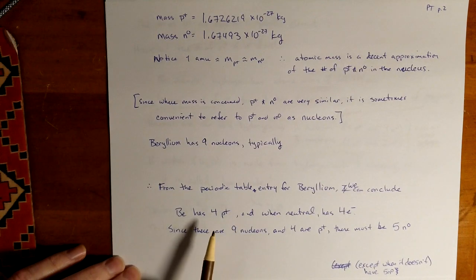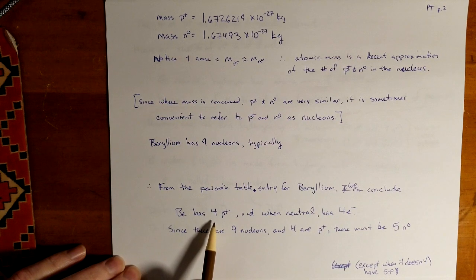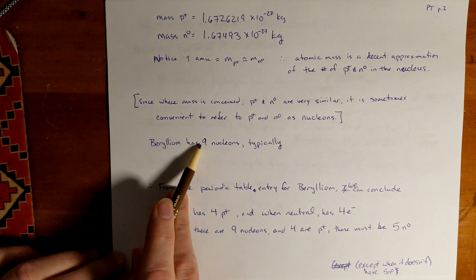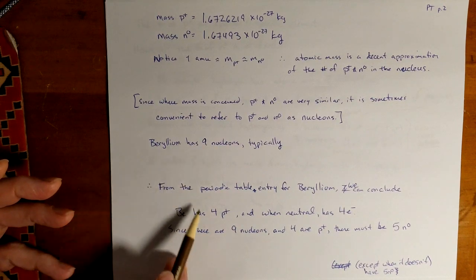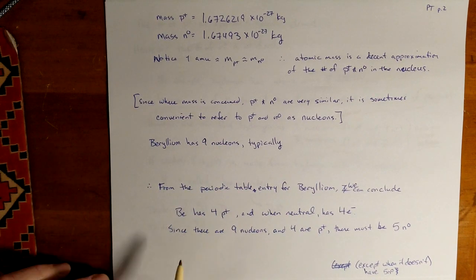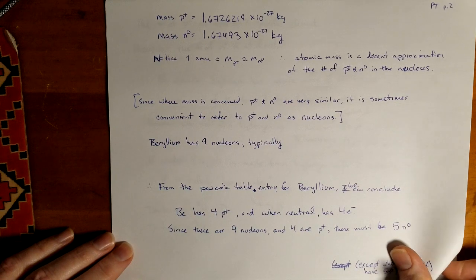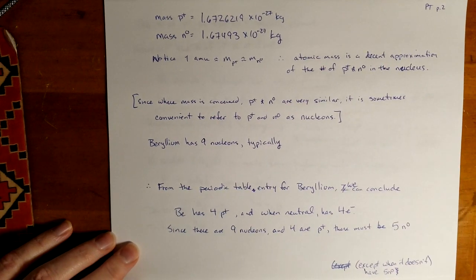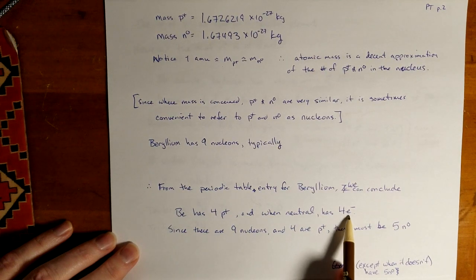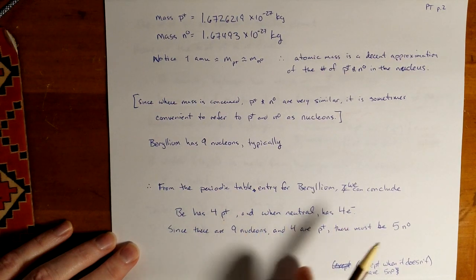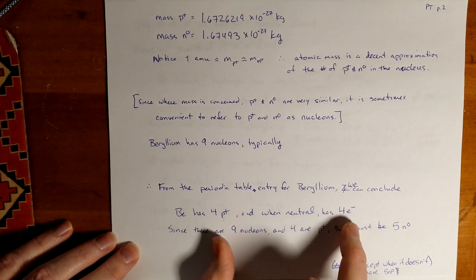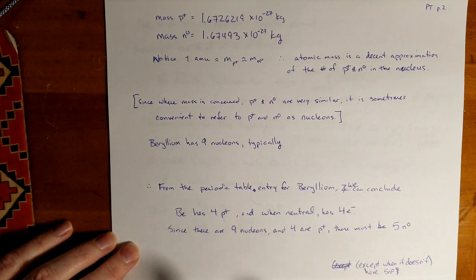Since beryllium has to have 4 protons, because its atomic number is 4, and there's 9 nucleons, well, nucleons are either protons or neutrons, and so if 4 of them are protons, that means 5 of them have to be neutrons. And when neutral, there's 4 electrons also. The number of electrons matches the number of protons, because they have the same but opposite charges. And this is not a Newton's law thing, it's just the way nature seems to be working.